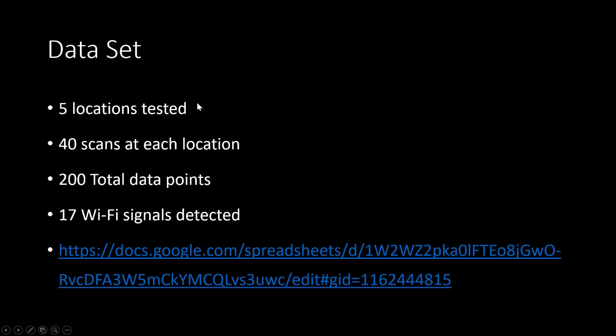So I tested 5 locations throughout my house. It was my dining room, living room, kitchen, family room, and the entryway. I did 40 scans at each location, so that turned out to be around 200 total data points for this project. In total, throughout all 5 locations, there were 17 Wi-Fi signals detected, and this link is to my data set, which I'm going to pull up now to show.